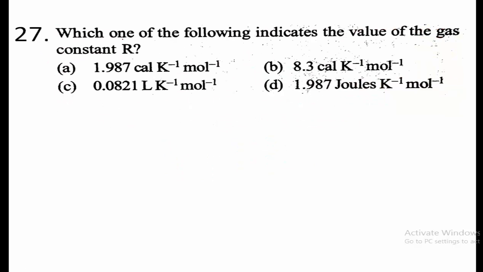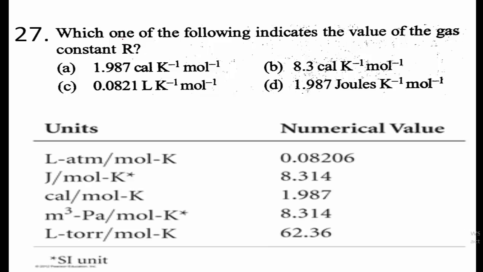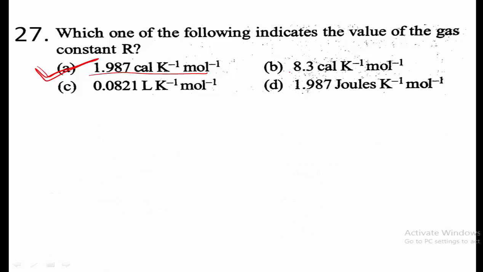27th. Which one of the following indicates the value of the gas constant R? R has different values based upon the given units. Whatever units they have given, based on that you have to take the value of R. So here are the values of R in different units. Among these, option A, that is 1.987 calorie per Kelvin per mole, is the correct answer. The remaining are all wrong. So option A is the correct answer.